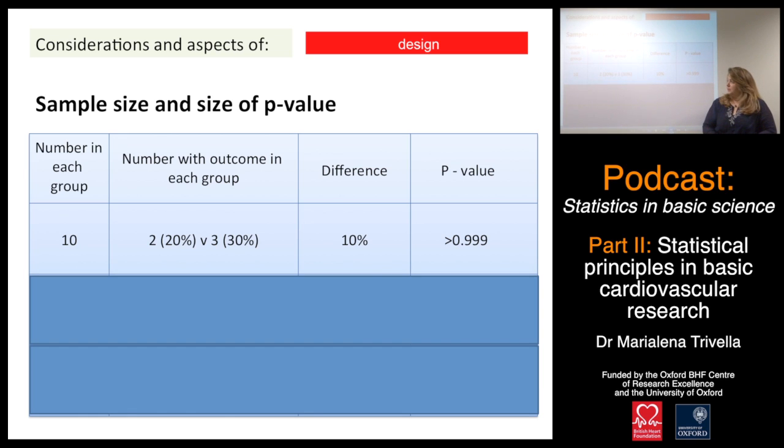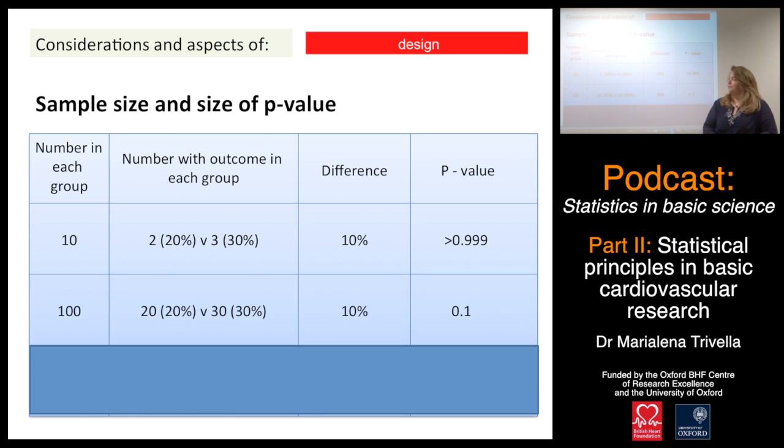So we go back to the funding body and ask for more money. Now we can afford to recruit 100 participants to each group. Again, we observe the same kind of percentages: 20% experience the outcome in group 1 and 30% in group 2. Hence we have the same difference of 10%, but our p-value has shot down to 0.1. It's still not significant, but is certainly considerably different than with the previous smaller sample.